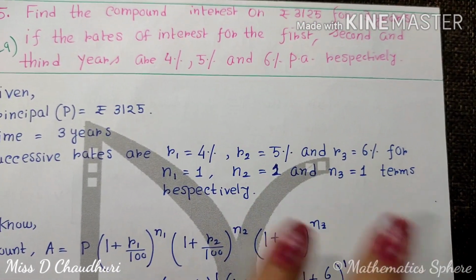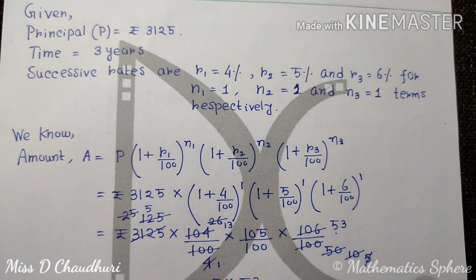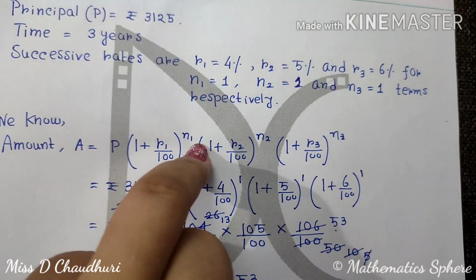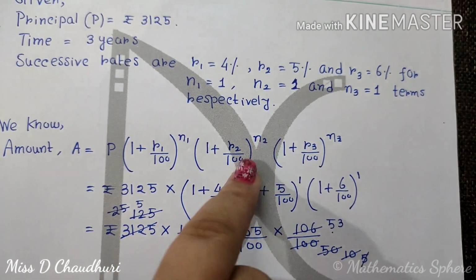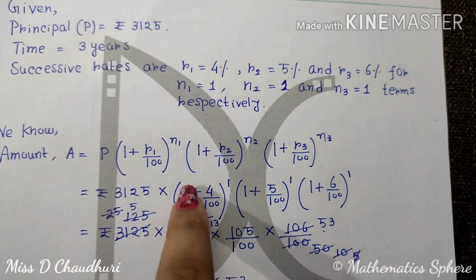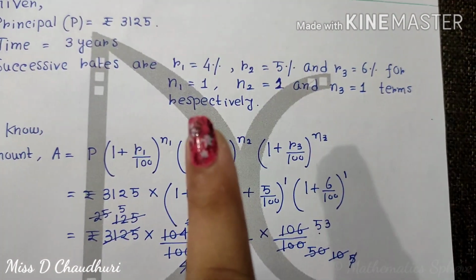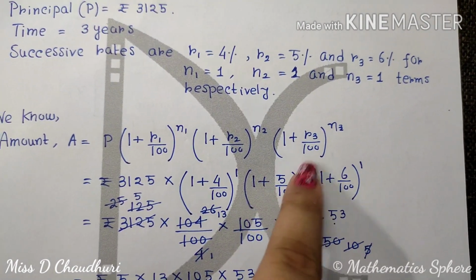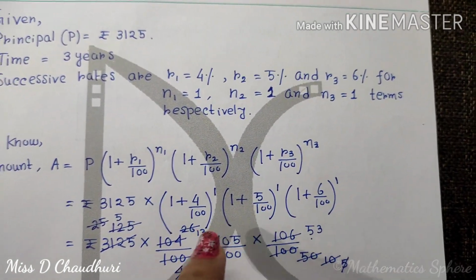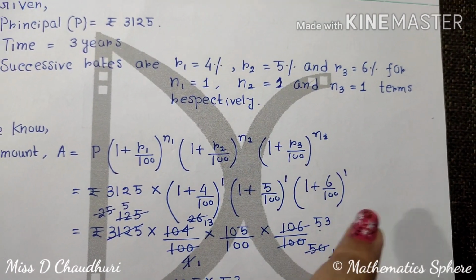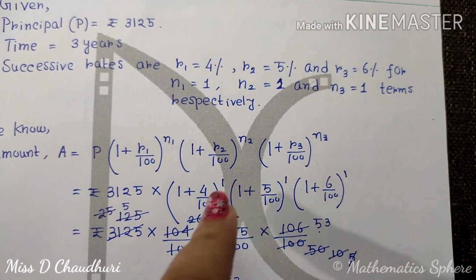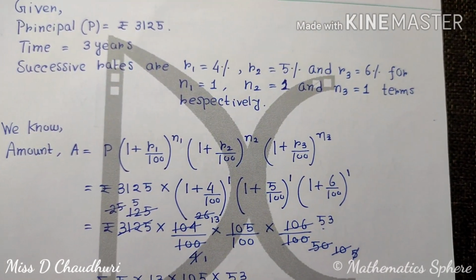But this question is very easy, so taking 1 is fine. Now what we will do, we will just put in the formula: A equal to P into 1 plus r1 by 100 whole to the power n1, 1 plus r2 by 100 whole to the power n2, 1 plus r3 by 100 whole to the power n3. So 3125 into 1 plus 4 by 100 whole to the power n1, which is for 1 year, so 1 only. Again this one also for 1 year only, and this one also for another 1 year only. Looking at this question, you may wonder why write 1, but in some questions they give that for 2 years, 3 years and 4 years. In that case you take 2 years first, then 3 years, then 4 years, if that type of question comes.